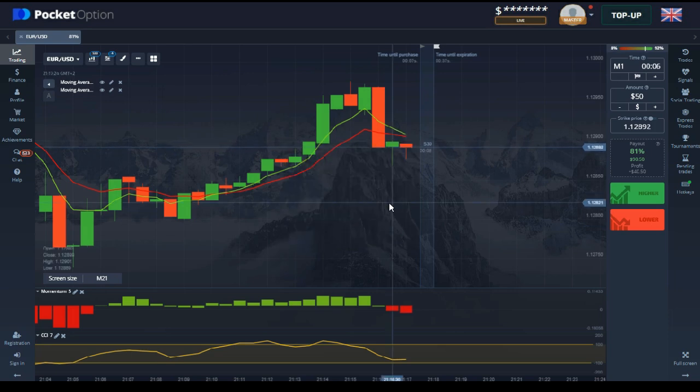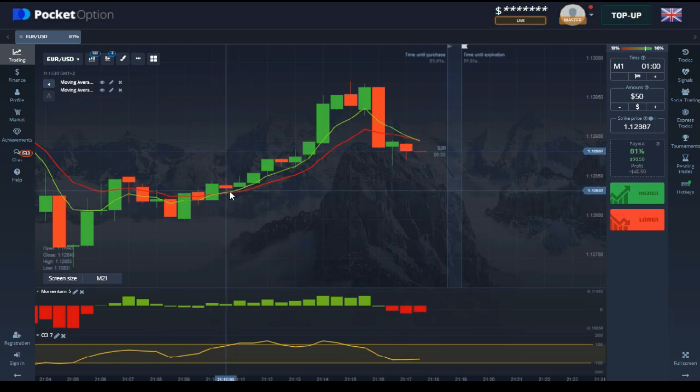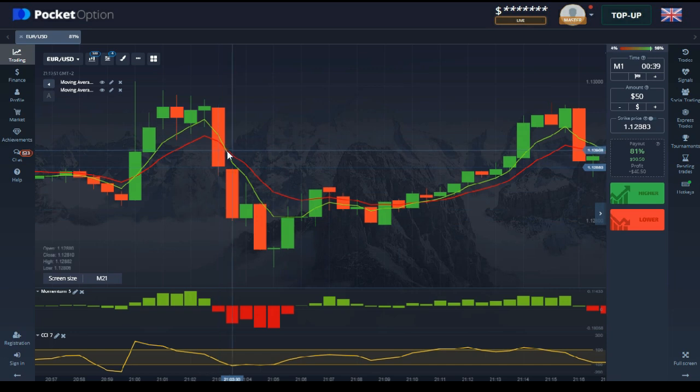The strategy is simple, guys. When the cross happens between the moving averages and momentum is showing upward with green bars, you take the trade for a call option for 1 minute. When the cross happens the other way, lower, and momentum is showing red bars below the middle line, and CCI is going downward, you take the trade for lower for 1 minute.